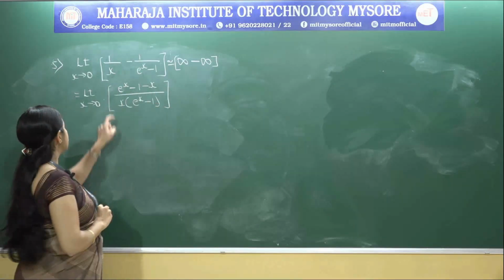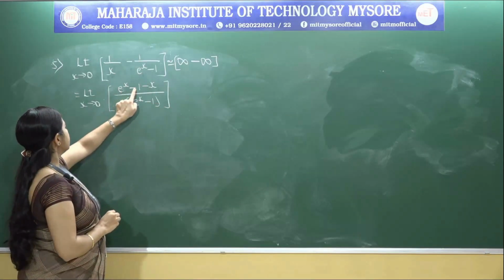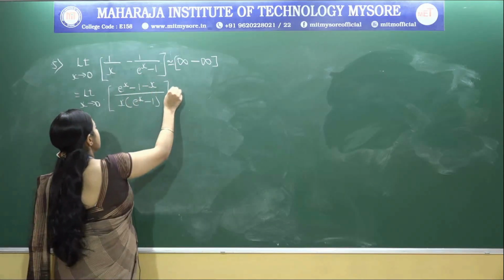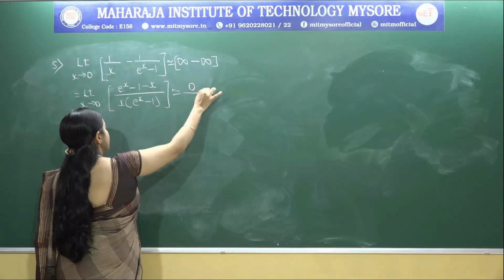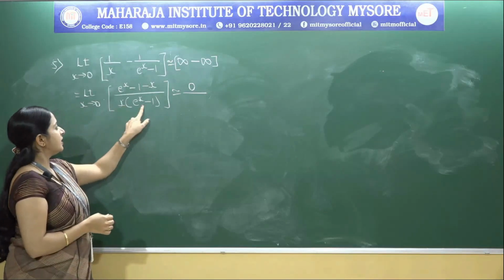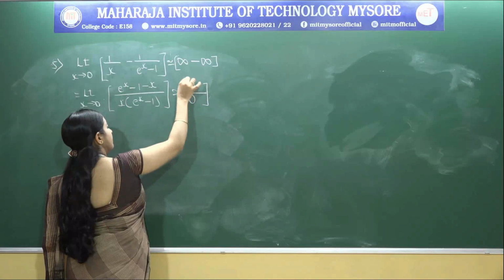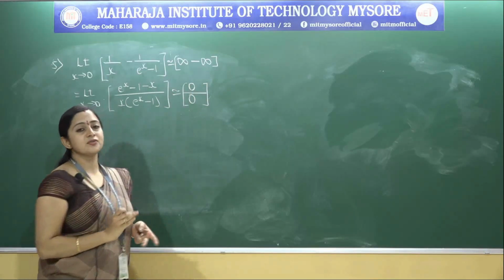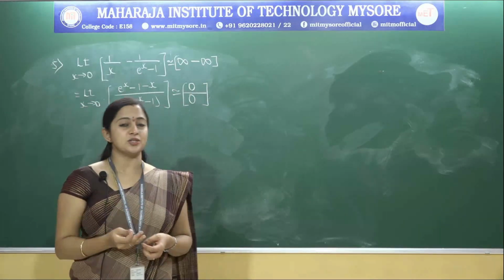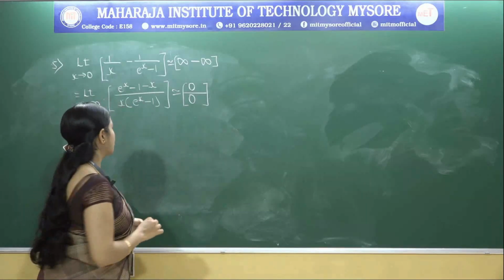Apply the limit. So e power 0 is 1, 1 minus 1, this is also 0. So we will get the numerator as 0, denominator, there is a multiplication of x, you will get 0 in the denominator. So infinity minus infinity is converted into 0 by 0 form. Then you apply the L'Hospital rule.